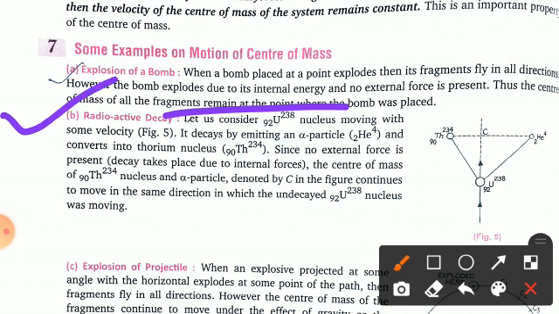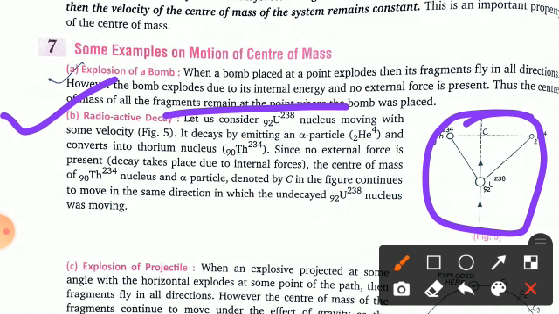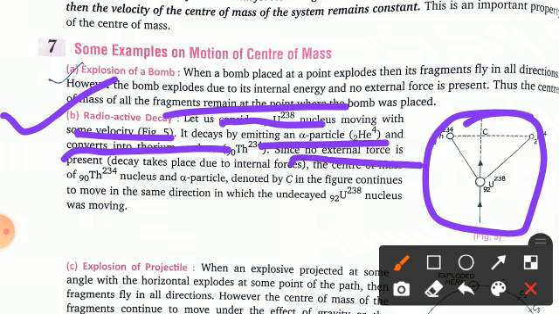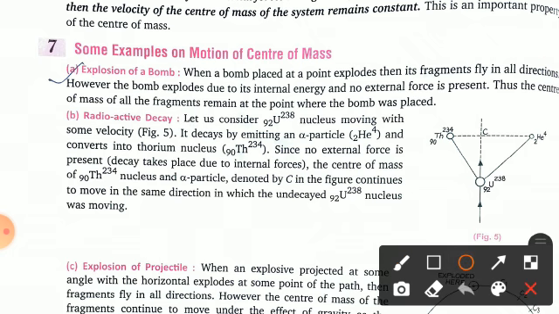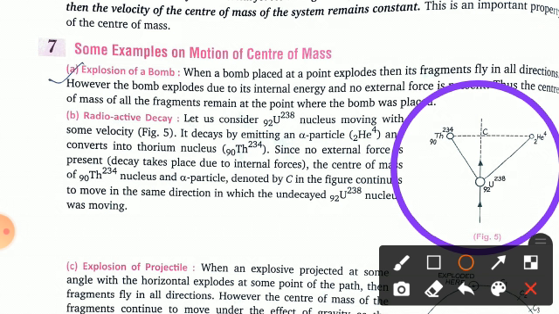What is radioactive decay? You can see from this relation or figure. Let us consider a uranium-238 nucleus, 92U238, moving with some velocity. It decays by emitting an alpha particle, 2He4, which is positive in nature, and converts into a thorium nucleus, 90Th234. Since no external force is present, decay takes place due to internal forces. All the process is going on due to internal energy or forces from one particle over the other.